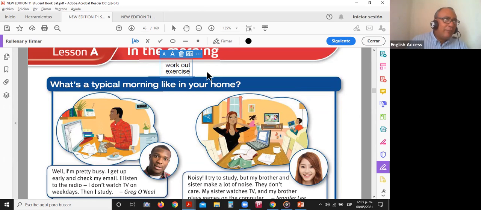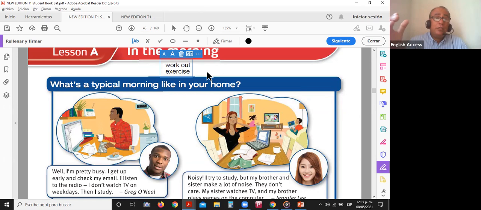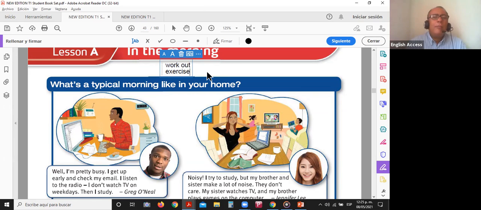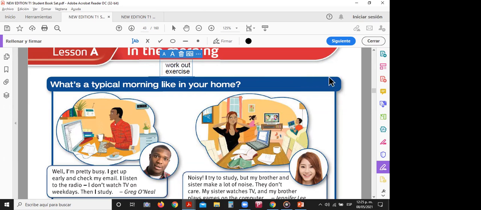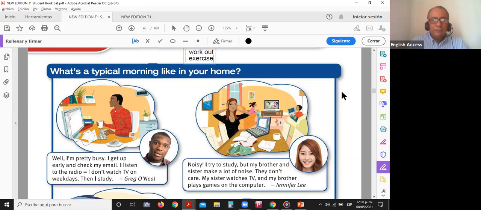What is the difference between training and playing? Training, you have an objective. You need to master something. You need to be good at something. And playing is because you are having fun. So that's a little bit of that difference. Okay, there's not much, but it's a little bit. Workout and exercise, very similar.